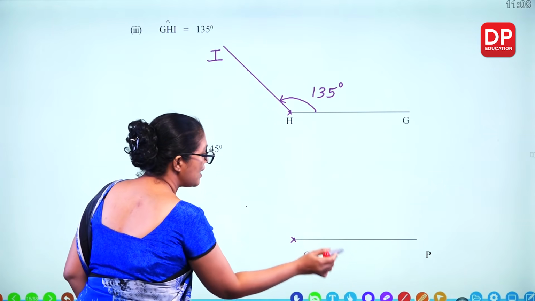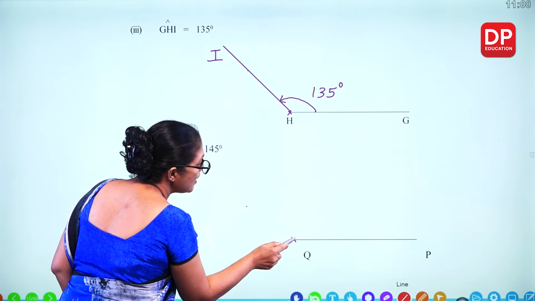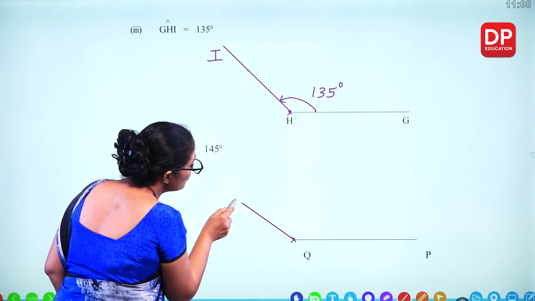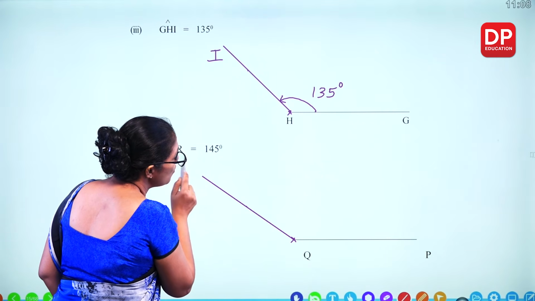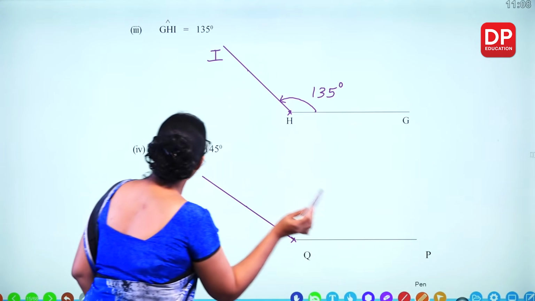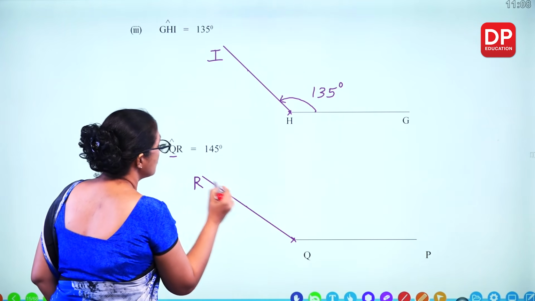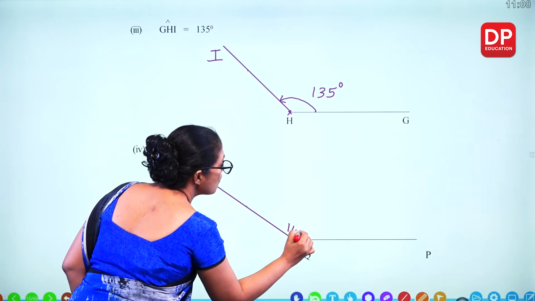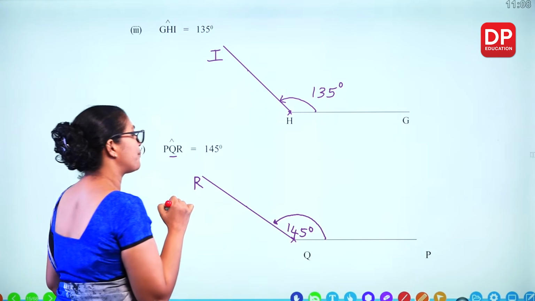Then take the ruler and connect from here to here. You need to take the ruler and draw. So what's the point? P, Q, R. 145 degrees anti-clockwise, this way.